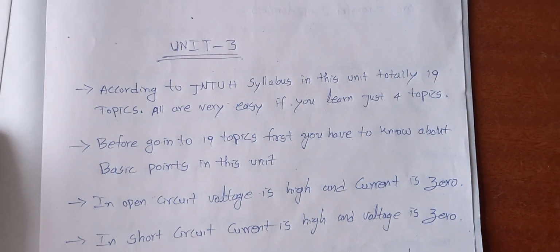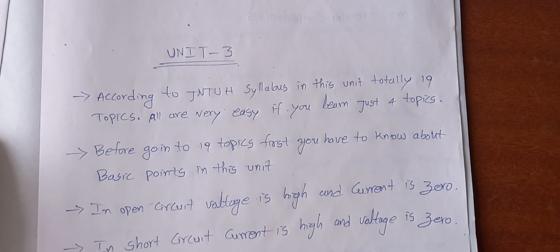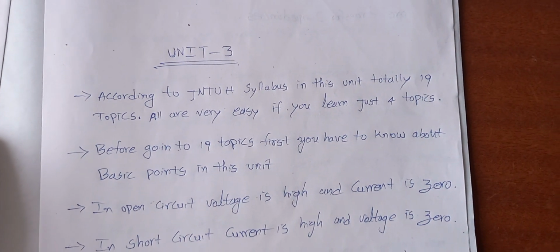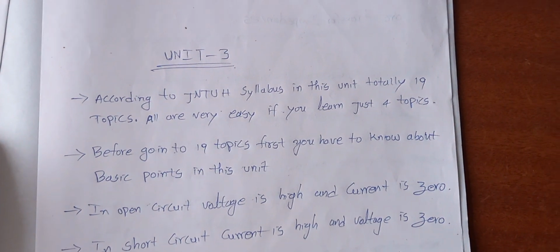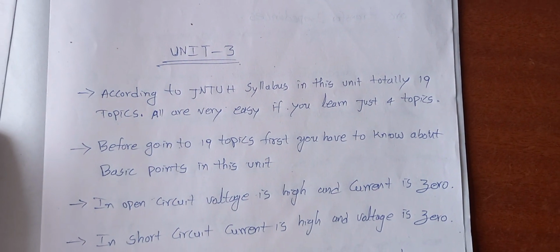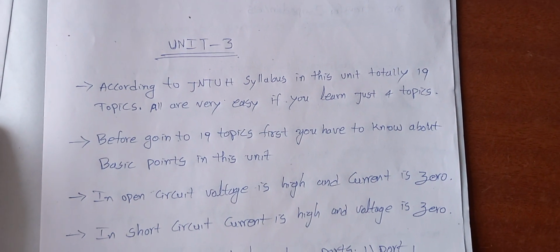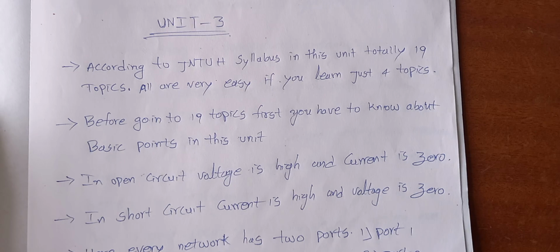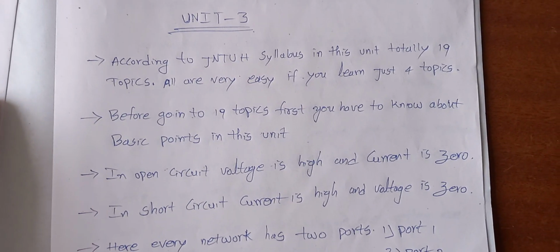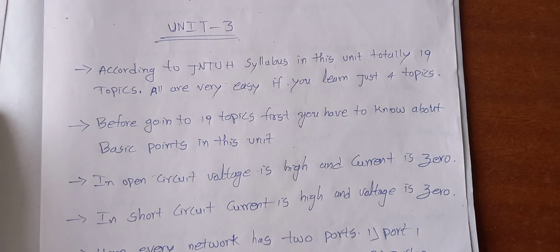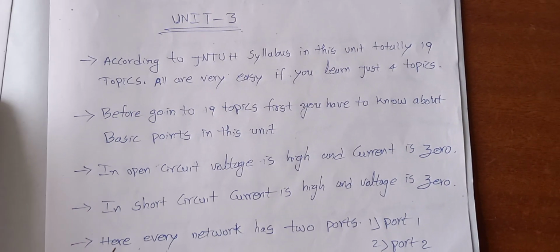ECA II third unit. So this is very important and easy topics all are. According to the JNTUH syllabus, in this unit there are totally 19 topics, all are very easy if you learn just 4 topics only. Okay, before going to the 19 topics, first you have to know about the basic points in this unit.